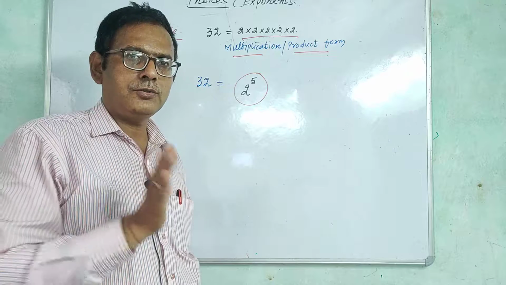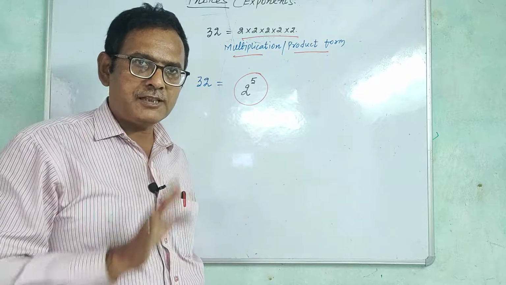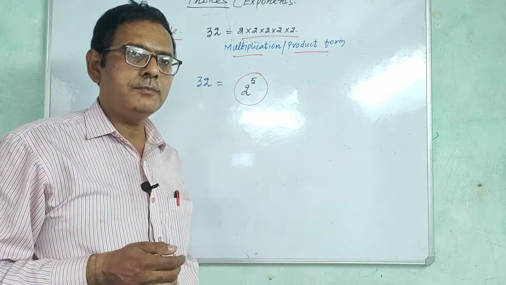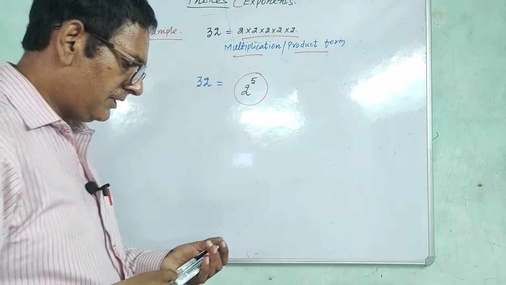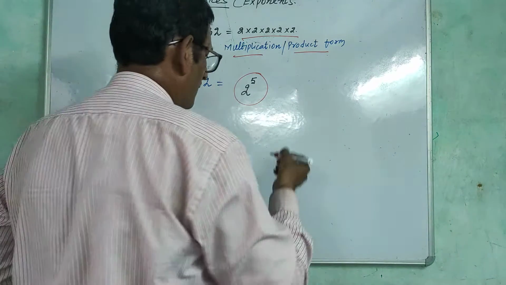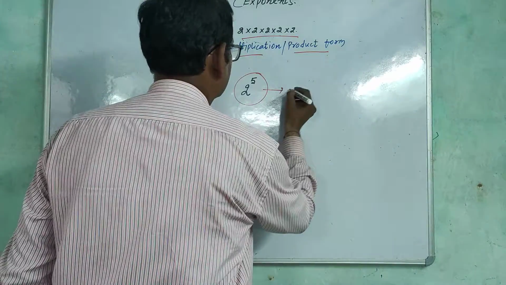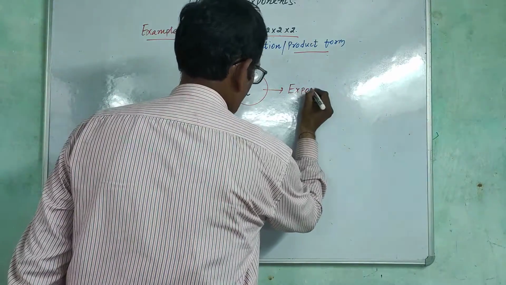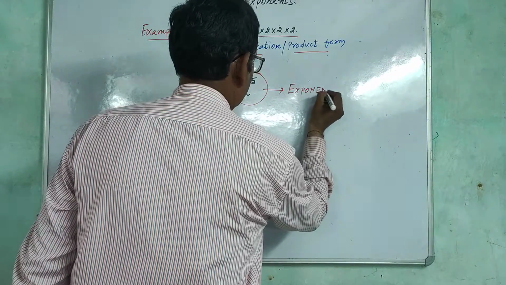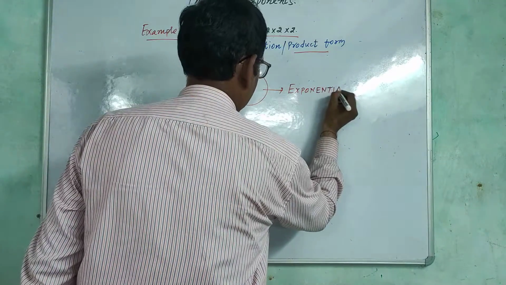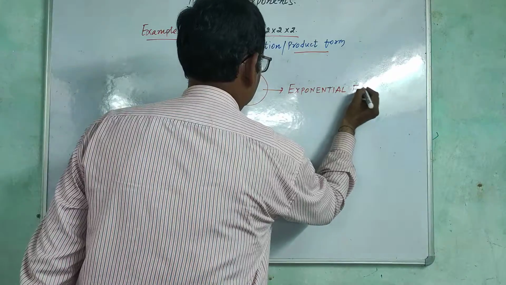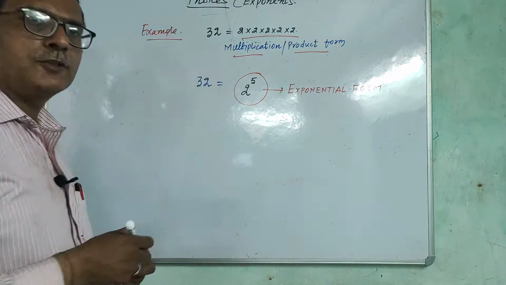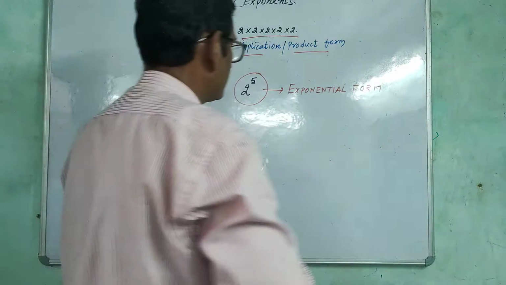2 into 2 into 2 into 2 into 2 is multiplicative form or product form. Same thing can be written in the form 2 to the power of 5, which is exponential form.